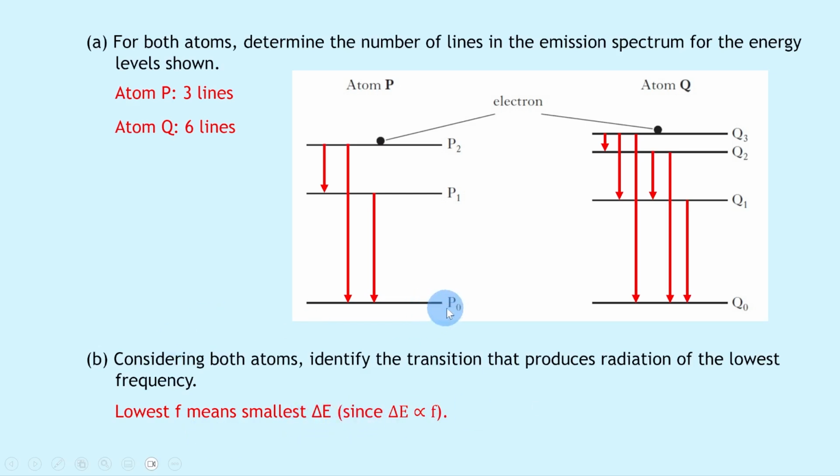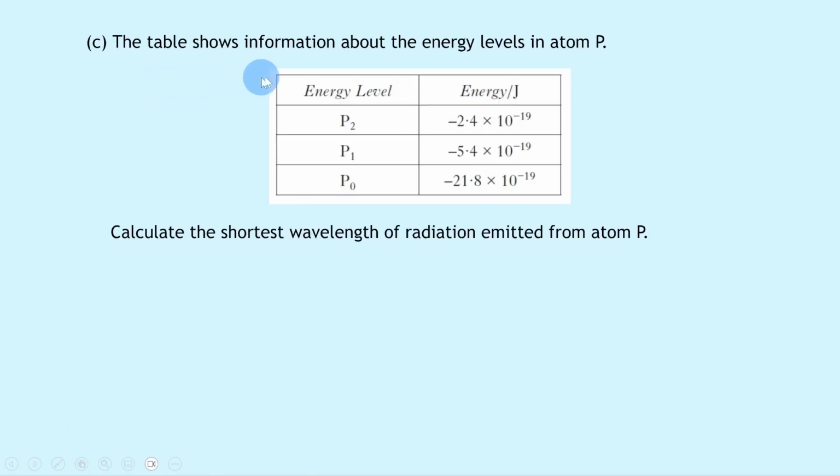So we just need to look at the transitions for both atoms here and see which one is going to give the smallest energy change. Well, it's going to be this transition for atom Q, which goes from Q3 to Q2, because that is the smallest arrow there. So therefore we could write Q3 to Q2 with an arrow, or you could just write the word 2. Part C says the table shows information about the energy levels in atom P.